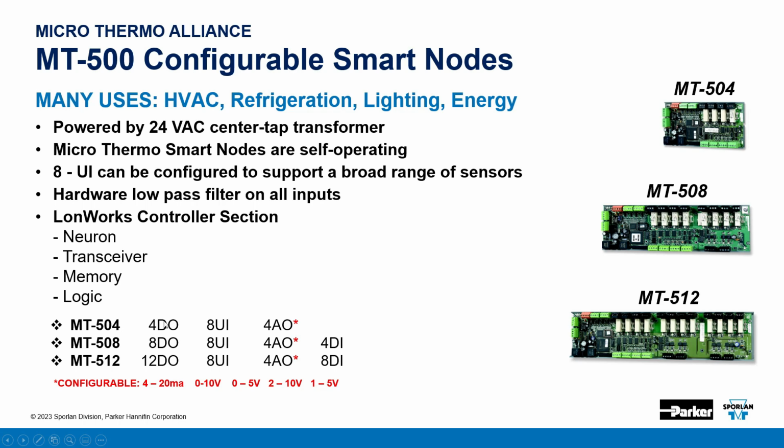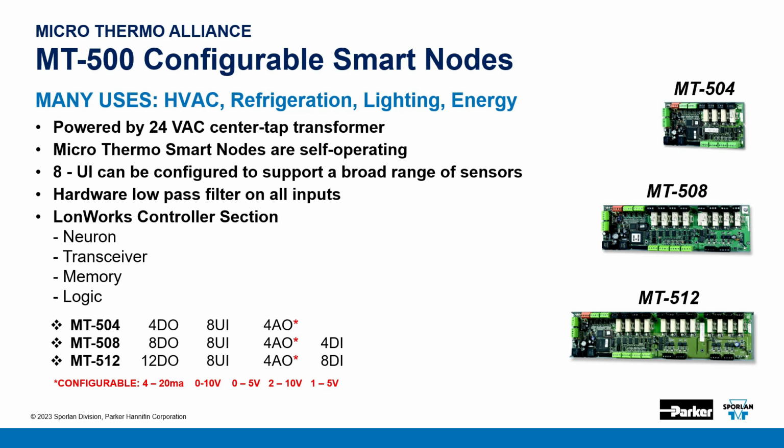The 504 has 4 digital outputs or relays. The 508 has 8 digital outputs or relays. And the 512 has 12 digital outputs or relays. No matter whether it is a 504, a 508, or a 512, they all have 8 universal inputs and 4 analog outputs. Now, these are the smart nodes that we've been using for the last 25 years or so.